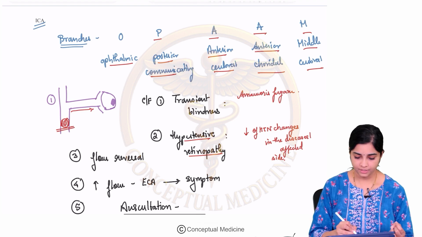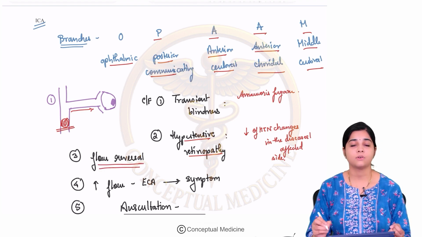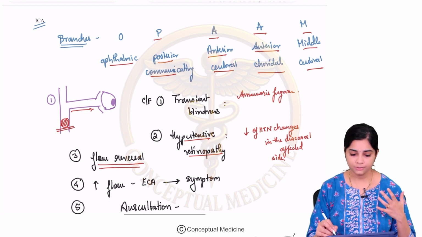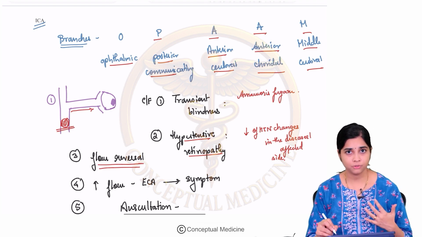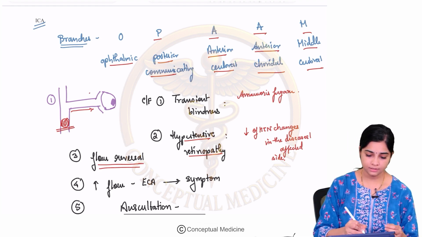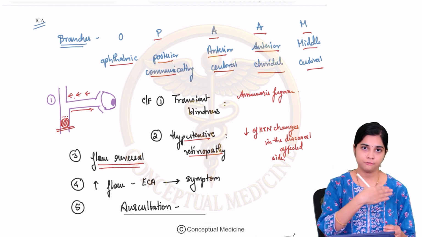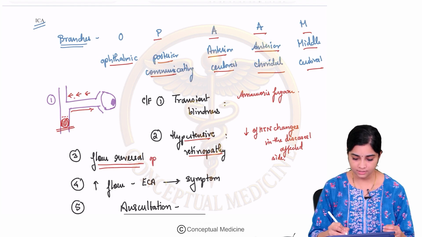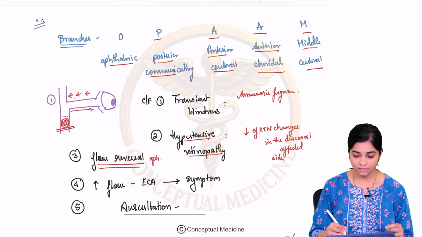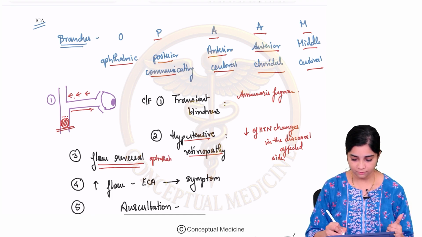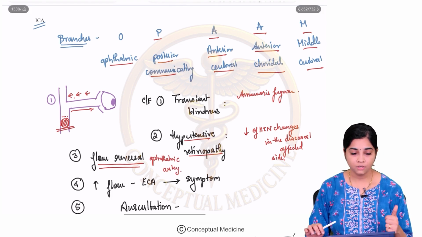Okay, clear. Another very important point is flow reversal. If you do a Doppler and look at the blood flow in the ophthalmic artery, there will be blood flow reversal. Why is that so? Because there is a block here and hence the blood flows in the opposite direction, and this is a characteristic sign on Doppler suggesting an internal carotid artery stenosis. So, flow reversal in the ophthalmic artery.